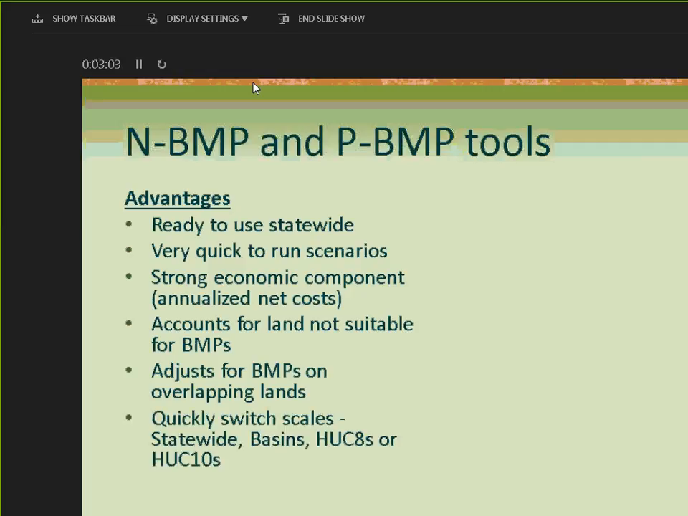You can quickly switch scales from statewide to basins to HUC 8s to HUC 10s. And it's particularly strong for nitrogen. One of the reasons for that is nitrogen transport is predominantly through the subsurface, and this breaks apart the transport into the surface runoff, the tile drainage, and the groundwater transport. And so whichever BMP it is, it'll fit with the pathways that work with that BMP.